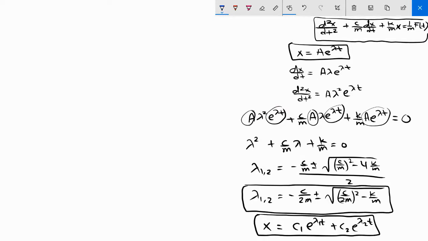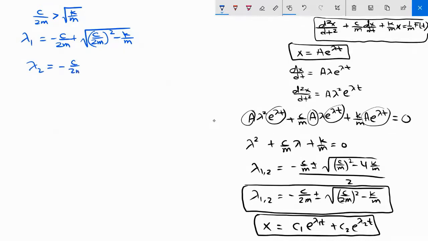So in the first case, c over 2m is greater than square root of k over m. So in that case, lambda 1 is equal to minus c over 2m plus square root of (c over 2m) square minus k over m, and lambda 2 equals minus c over 2m minus square root of (c over 2m) square minus k over m.